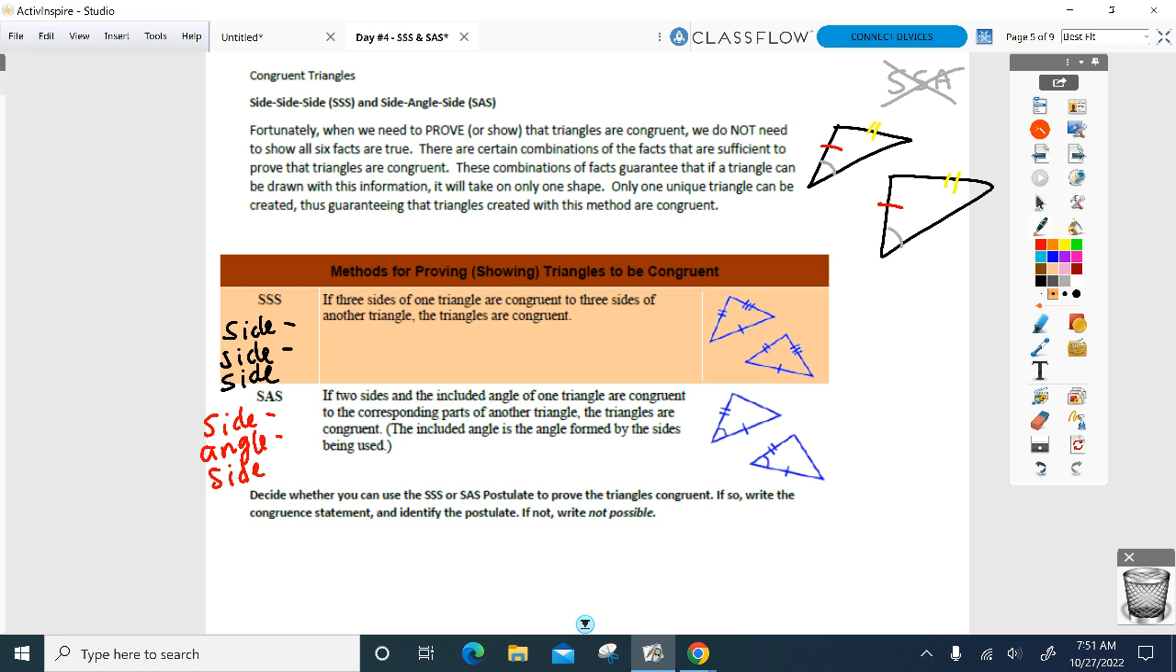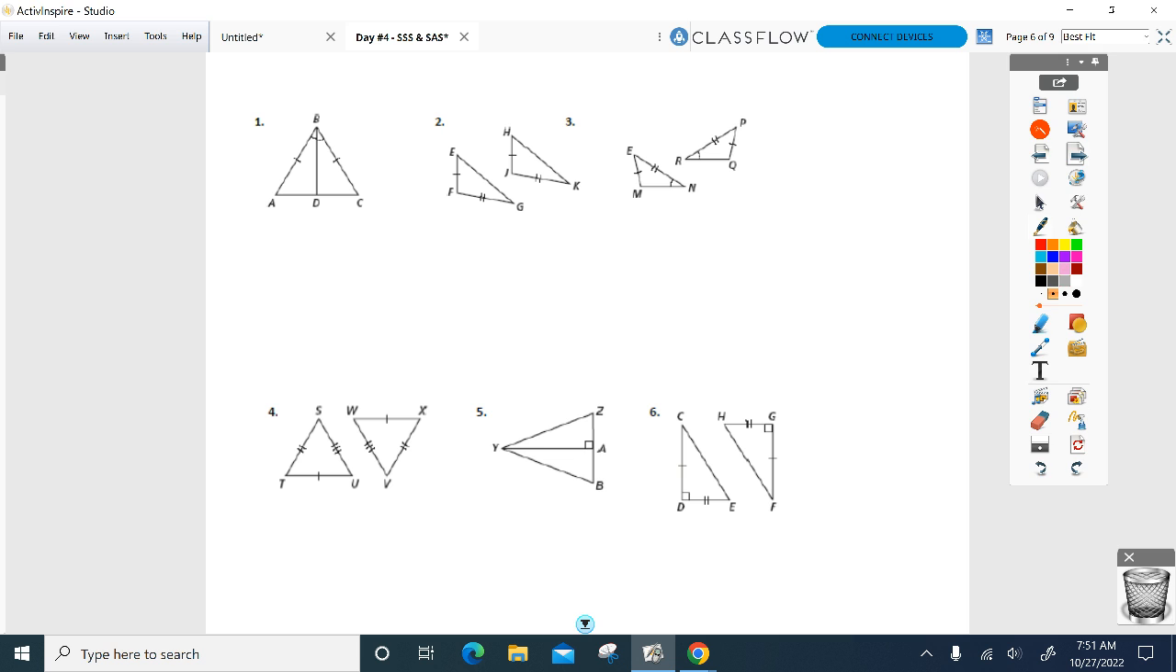So here's what I want to do. I want to go through some triangles here that I marked, and you're going to tell me if they're congruent or not. All right, and then if they are, by what method? So first pair up here, first pair. Are these 2 triangles congruent or not?